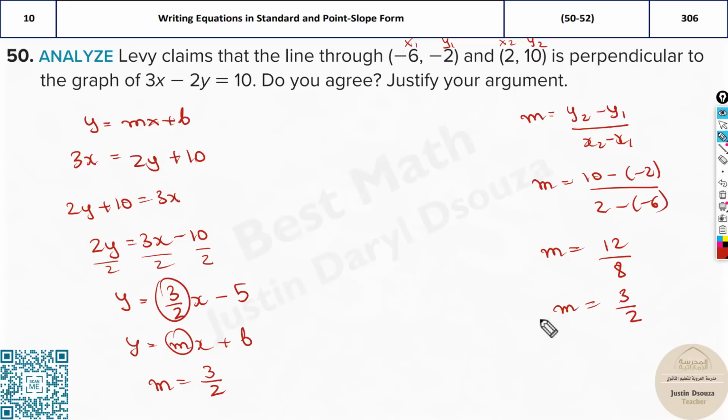Now look at the slopes. They are the same, isn't it? If the same slopes are there for both the lines, then they are parallel. So this is parallel lines basically.